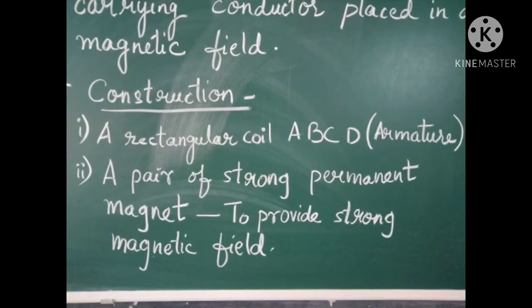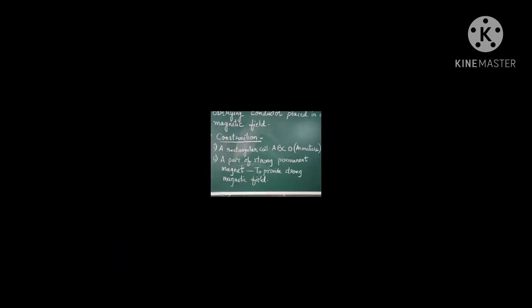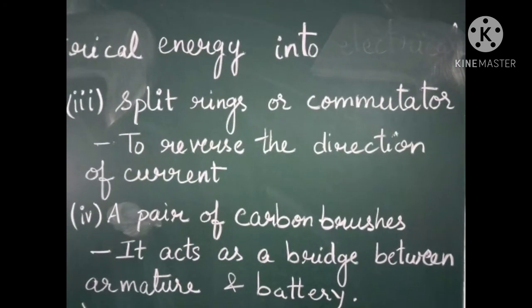Let us see the construction now. A rectangular coil ABCD, also known as armature coil, is used. Then it is surrounded by a pair of strong permanent magnets, and the purpose of it is to provide a strong magnetic field around the armature coil. The next part are split rings. Another name is commutator. The purpose is to reverse the direction of current. We will see that later.